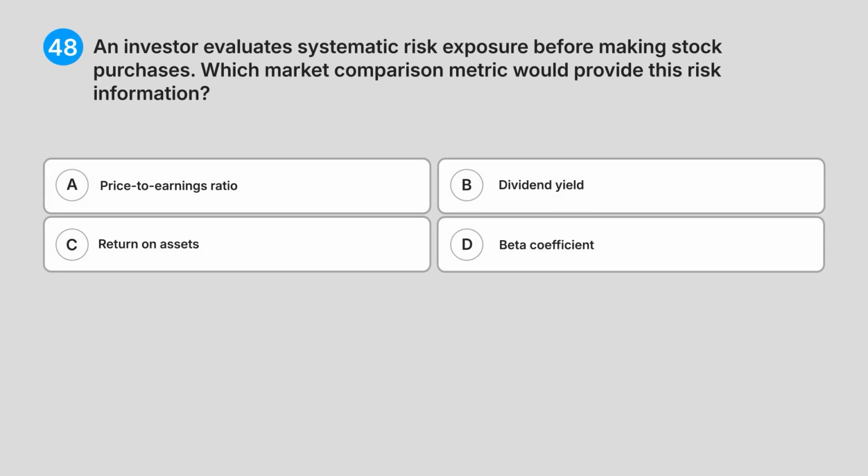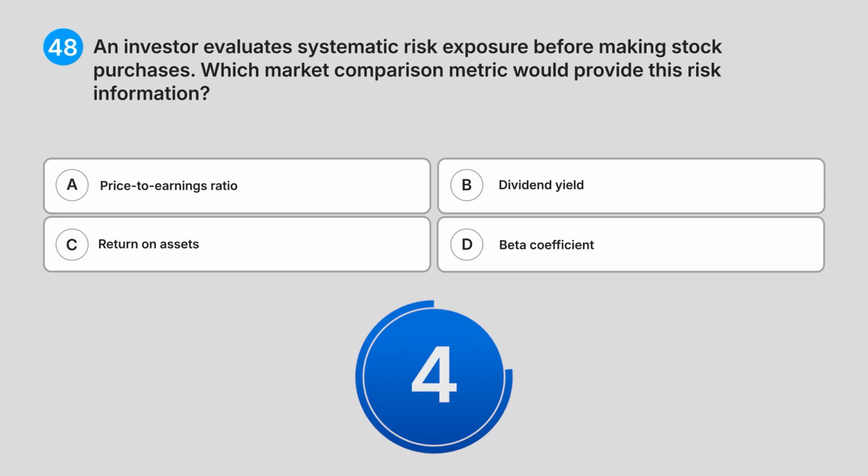48. An investor evaluates systematic risk exposure before making stock purchases. Which market comparison metric would provide this risk information? A. Price-to-earnings ratio. B. Dividend yield. C. Return on assets. D. Beta coefficient. Can you guess the answer?